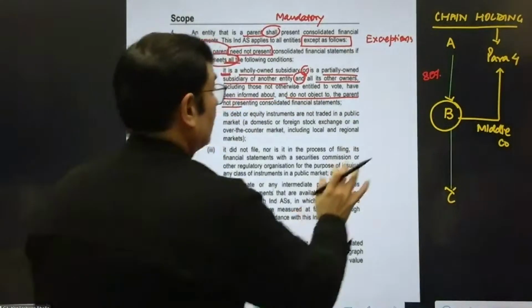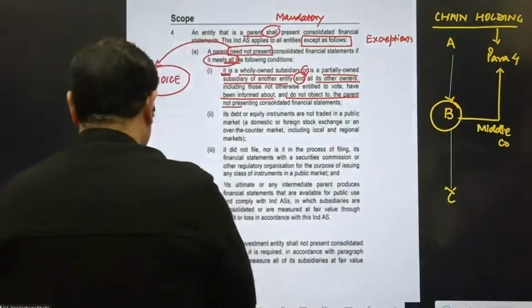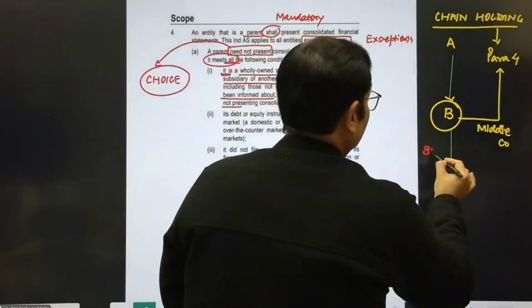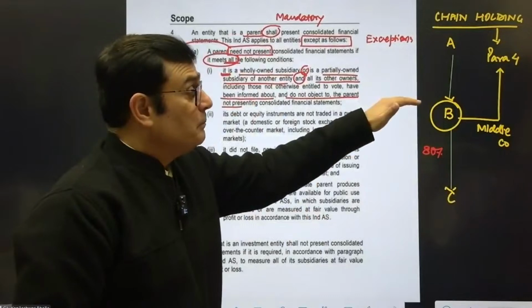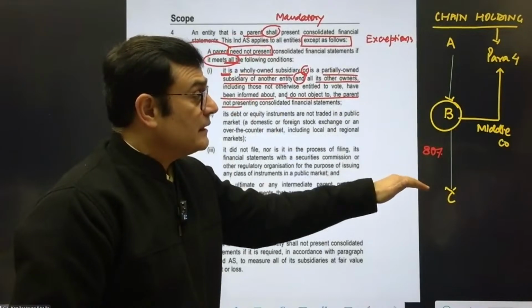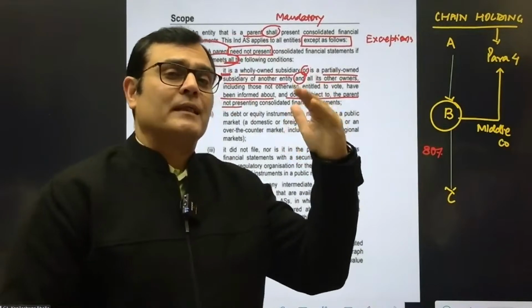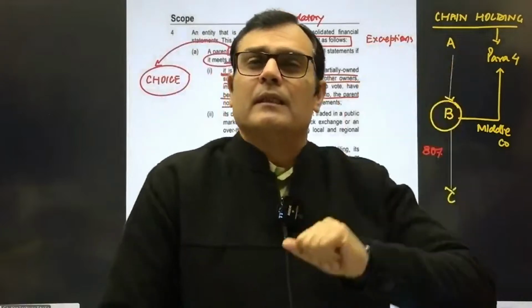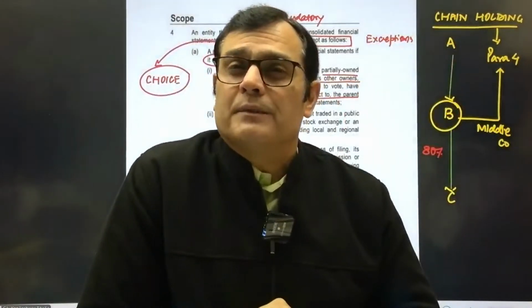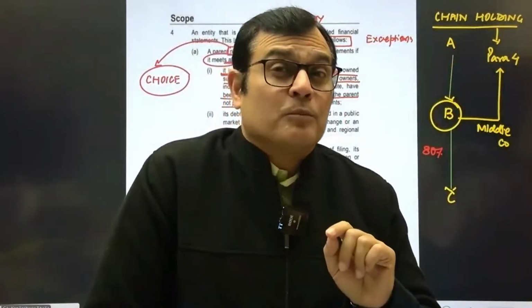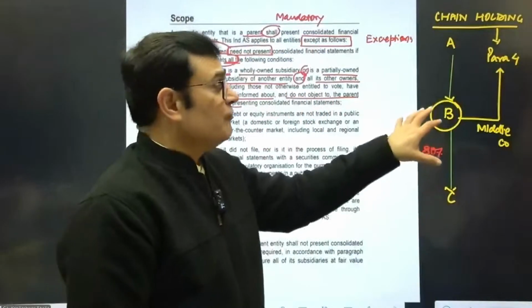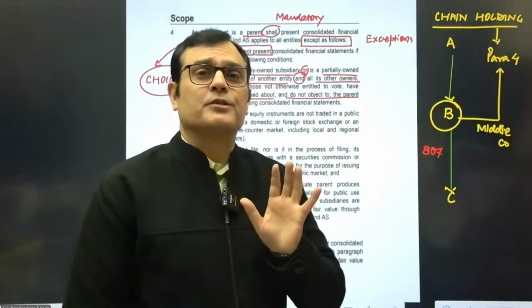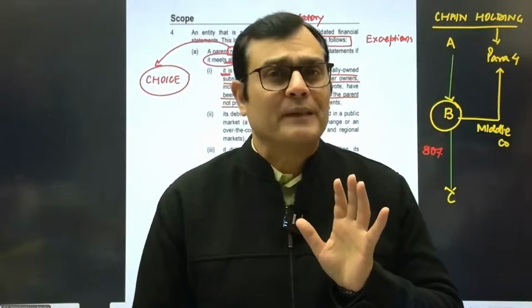In fact, let me just clarify, I should not take this 80% here, I should take this 80% here. So let's say, for example, B has got 80% stake in C. So we'll say that 20% belongs to the NCI. Did you inform the NCI? And they did not raise an objection in terms of not presenting console. They're okay with the fact that B does not prepare a console. If yes, the condition one is met.